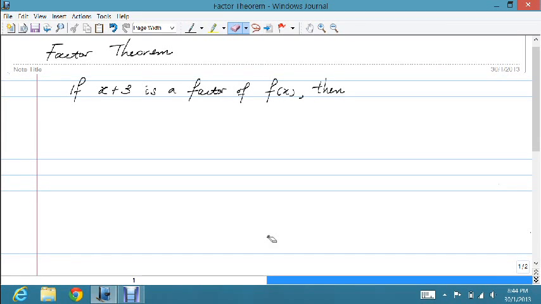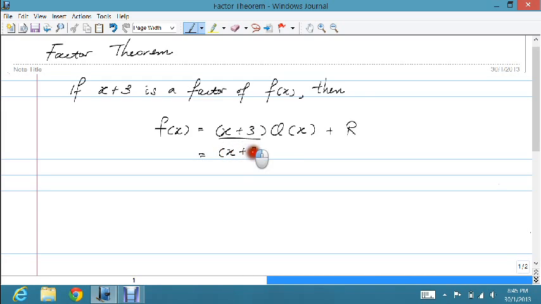Today we're going to look at the factor theorem, an extension of the remainder theorem. Now, if I know that x + 3 is a factor of f(x), I can write it as f(x) = (x + 3), the factor, times the quotient, plus the remainder. However, since x + 3 is a factor of f(x), the remainder must be equal to 0.